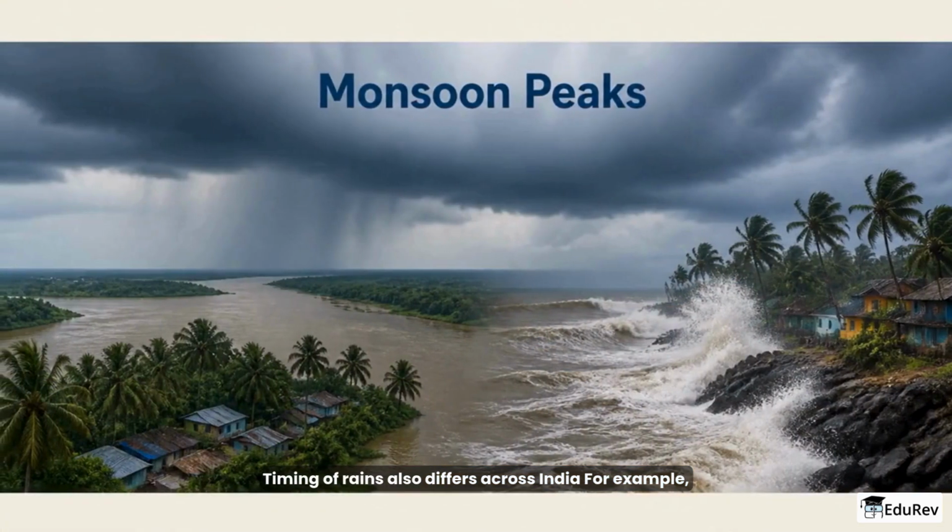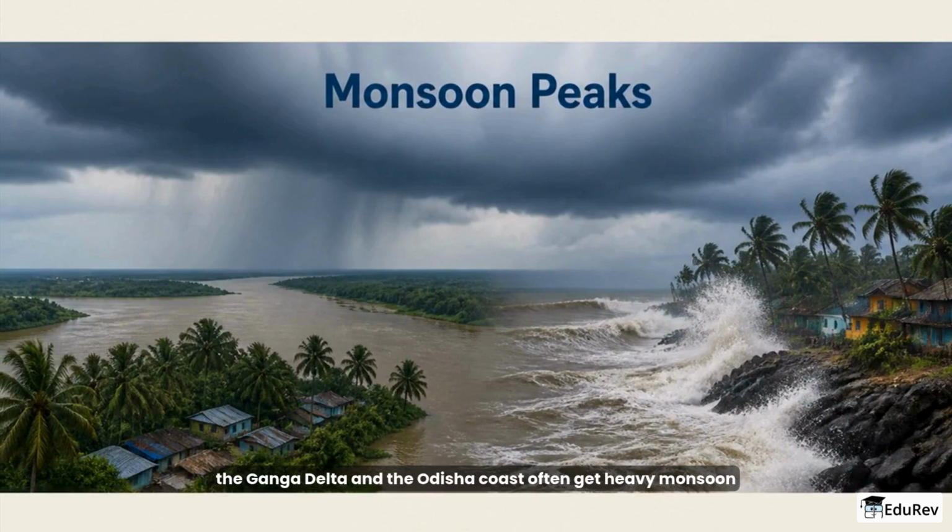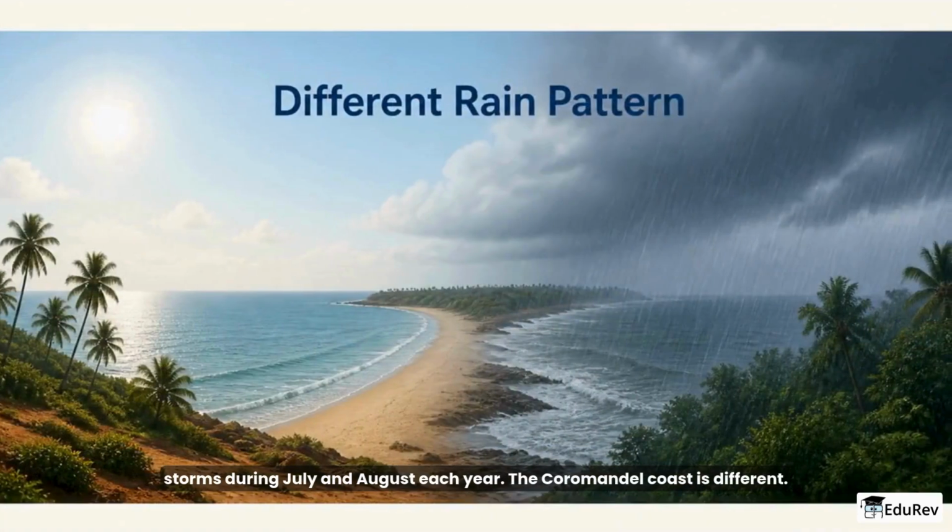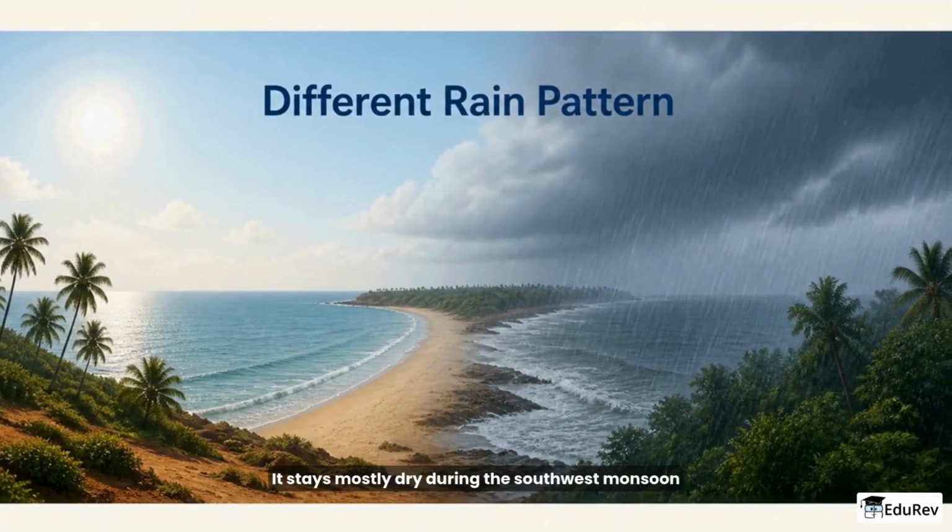Timing of rains also differs across India. For example, the Ganga Delta and the Odisha coast often get heavy monsoon storms during July and August each year. The Coromandel coast is different. It stays mostly dry during the southwest monsoon and gets most rain in winter months each year instead.